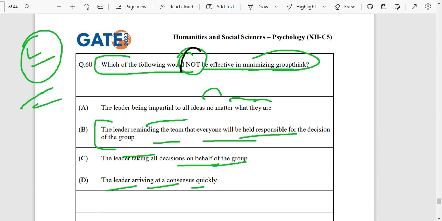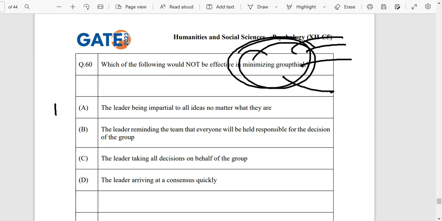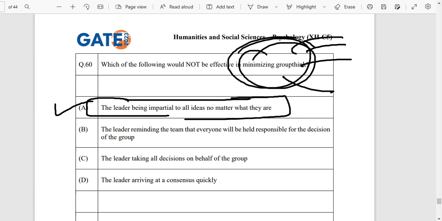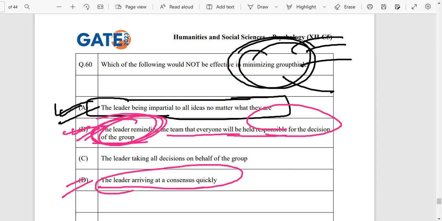So what the question is asking, not be effective in minimizing groupthink. Okay, so we will look at some options which will minimize the groupthink. The leader being impartial to all ideas no matter what they are. The leader should be like this only. The leader reminding the team that everyone will be held responsible for the decision of the group. Yes, the leader should do this. The leader arriving at a consensus quickly. Yeah, he might or he might not, but option C is the wrong answer.